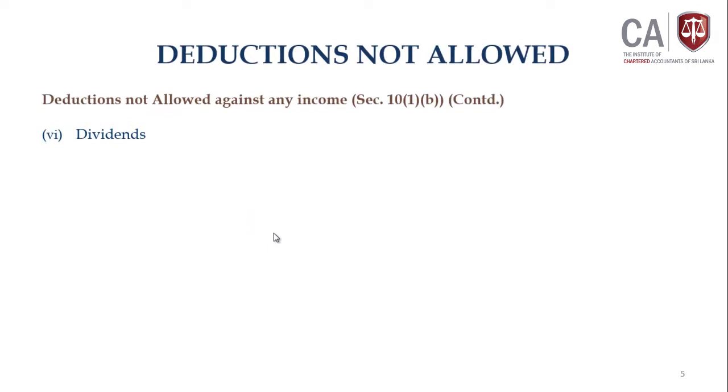Item 6, the dividends are also not an allowable deduction in computing the income source. I think you might wonder why dividend is mentioned here. The dividend is not actually an expense. When a company pays a dividend to the shareholder, it is actually a distribution of income to the shareholders. That is the reason you normally do not charge the dividend to the income statement.